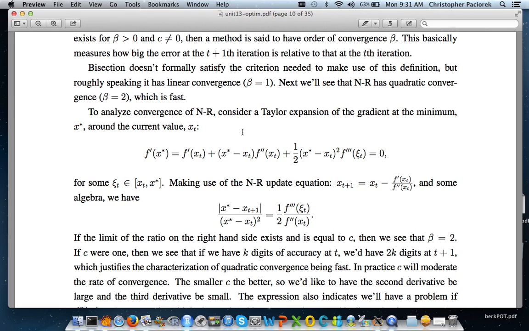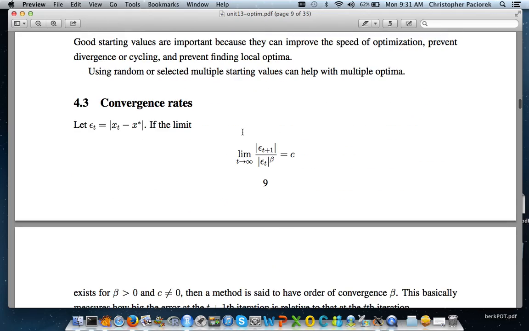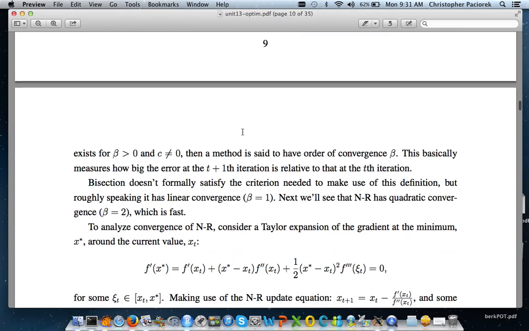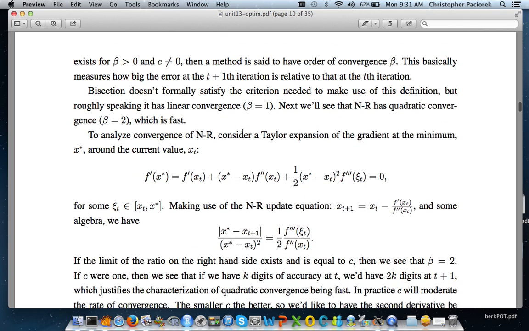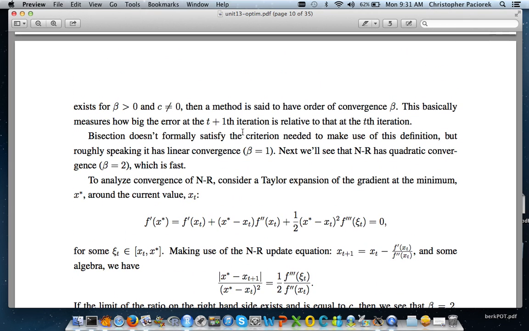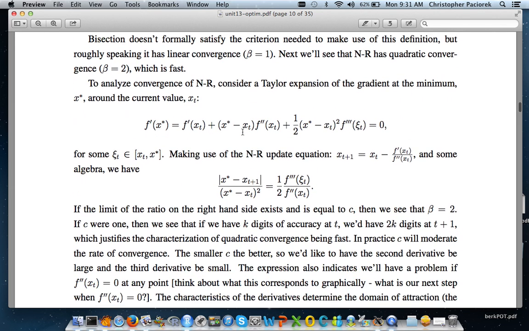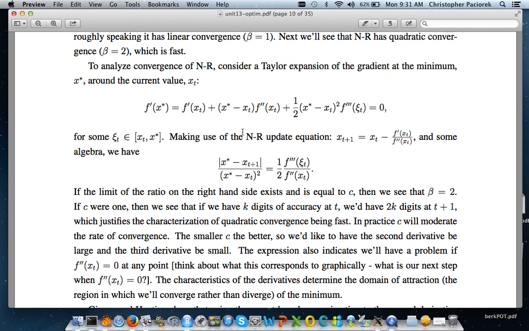Provided this thing, so let's go back to the previous page. Provided that quantity on the right, well, provided both sides, but in particular, provided this thing has a limit as xt goes to x star. Okay, so that's basically the analysis of Newton-Raphson that tells us that beta is equal to 2.